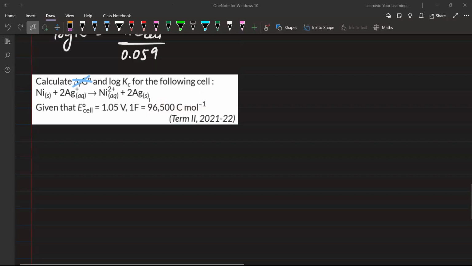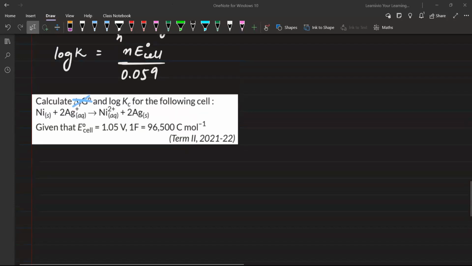Guys, this is completely a formula based question. You just need to see. Calculate, E naught is also given. I hope you can see the number of electrons also. You just need to divide by 0.059. If it is not divisible by 0.059, divide it by 0.06.